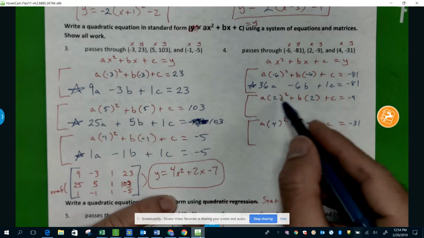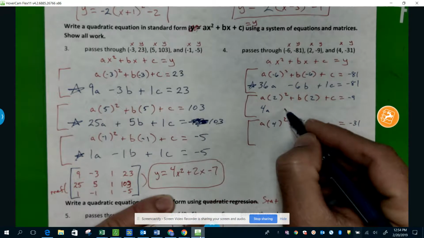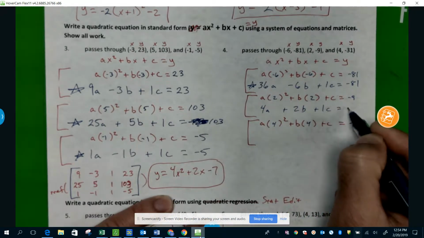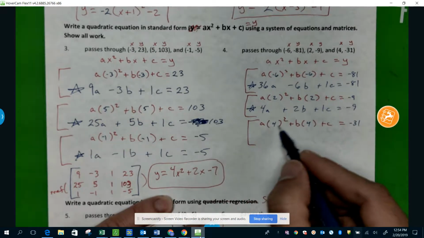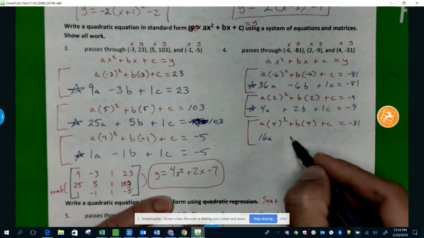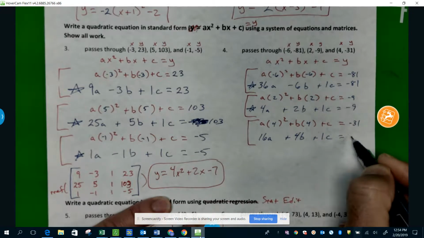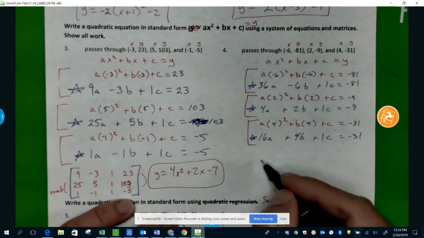Let's clean up the second one. 2 squared is 4, so it's going to be 4a. b times 2 is 2b, plus 1c equals negative 9. That'll be the second row of my matrix. Clean the last one up. 4 squared, which is 16. So I got a 16a. b times 4 is 4b, plus 1c equals negative 31. And that will be the third row of my matrix.